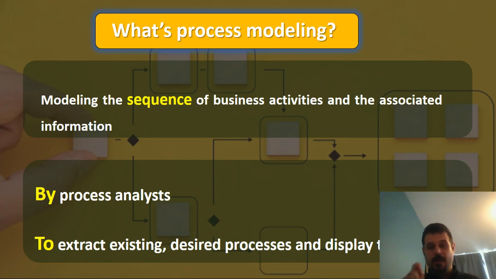Now we add something: associated information. We should determine, for example, when the task or activity is being done, which form we need to fill, or which data, which information we want to change, update, or create.